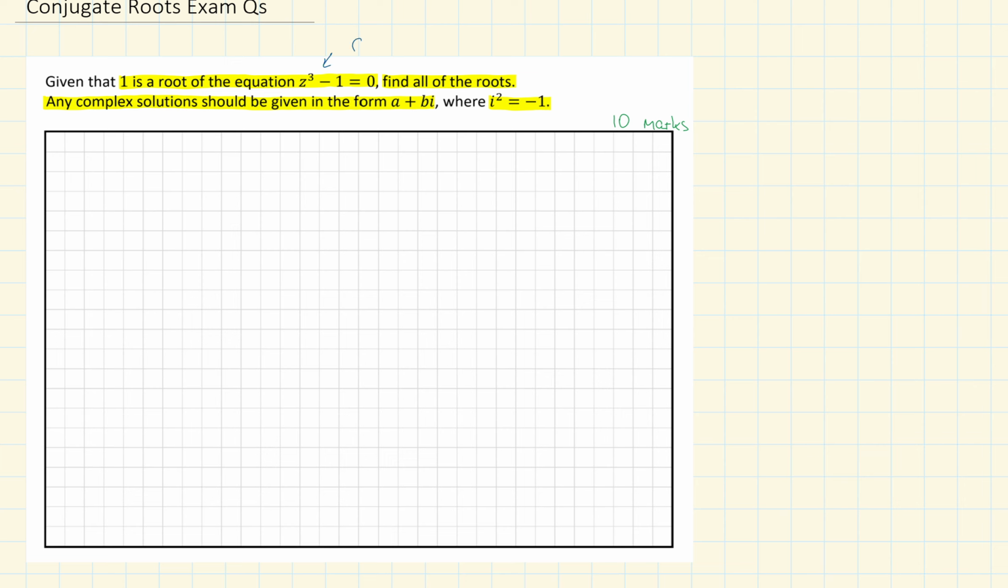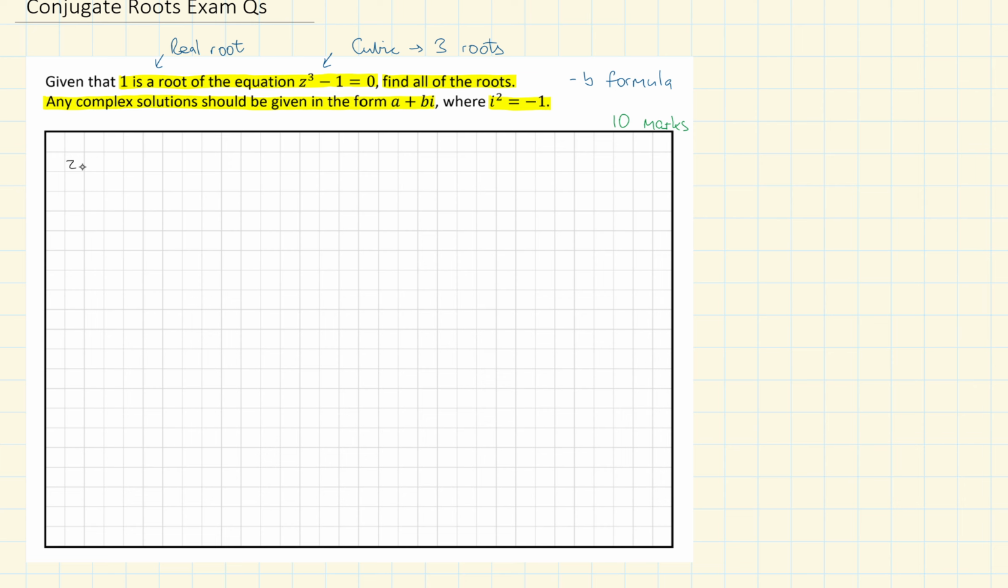So this here is a cubic, which tells me there's 3 roots. And then here they've given me the real root. So I need to find the 2 complex roots. So I'm going to use the minus b formula.